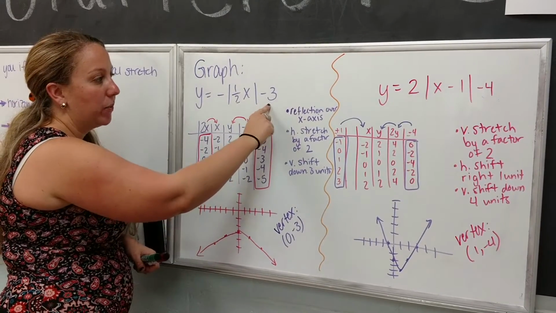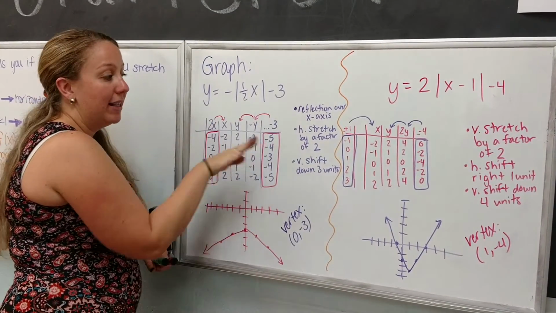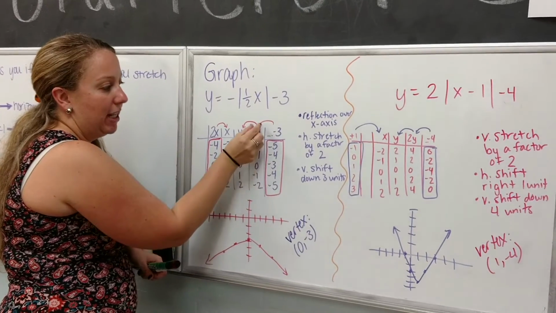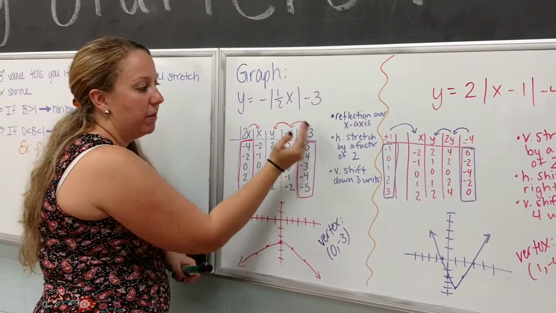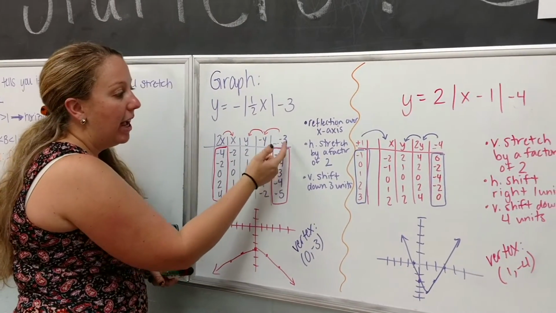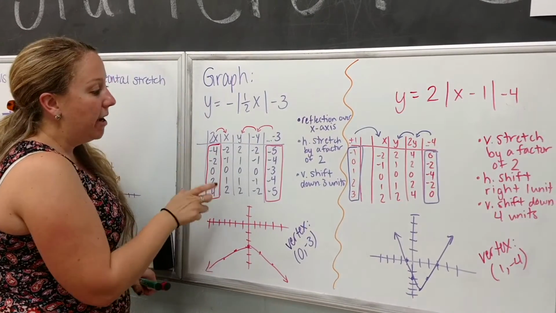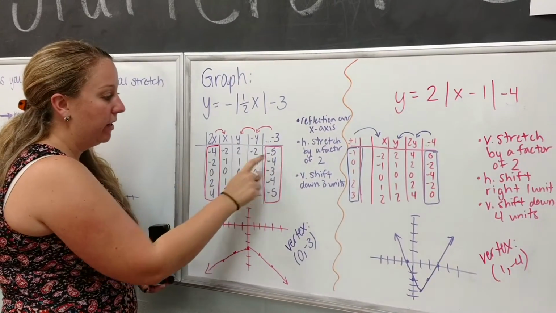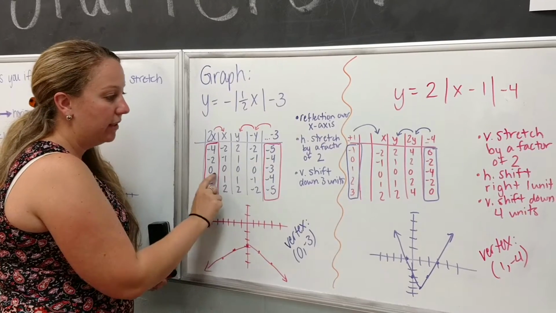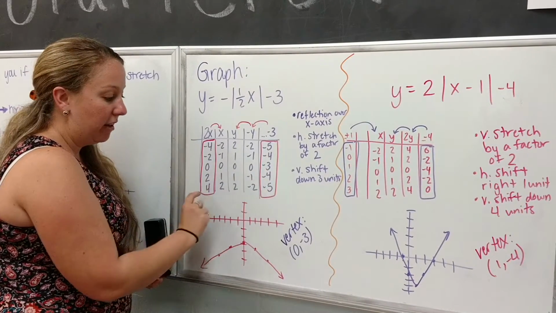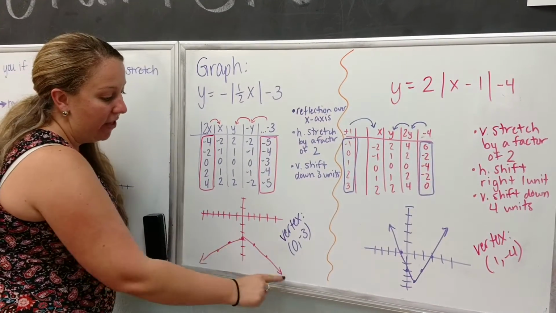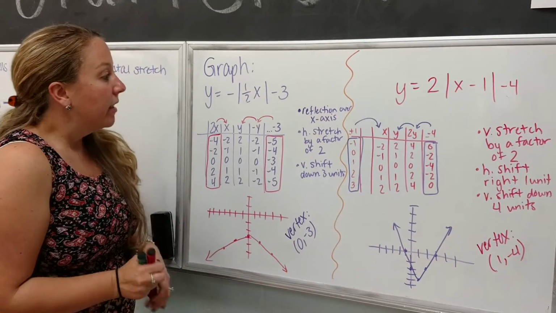And then my -3, again, is on the outside, so it goes on the y side of the column. And I'm taking these y values, you're working from the column directly next to it, and I'm subtracting 3. So I end up plotting the points (-4, -5), (-2, -4), (0, -3), (2, -4), and (4, -5). And this is what my graph looks like.